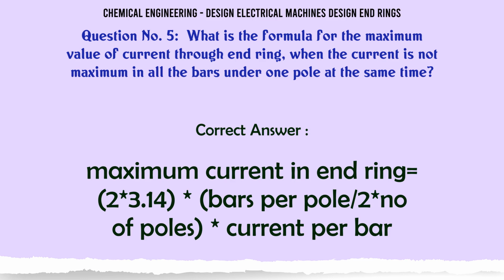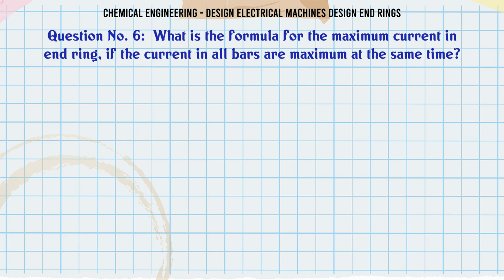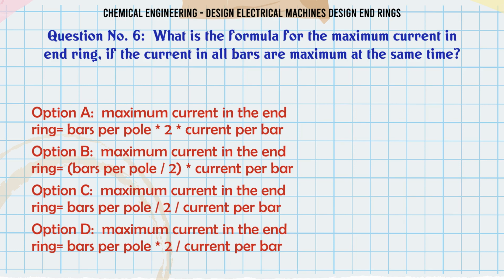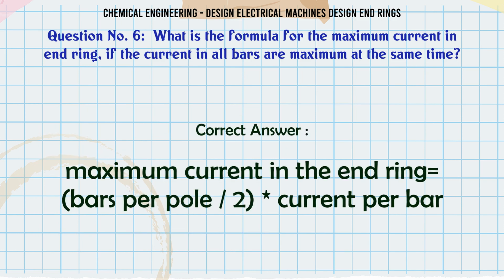What is the formula for the maximum current in end ring if the current in all bars are maximum at the same time? The options are all given as maximum current in the end ring equals bars per pole times current per bar. The correct answer is maximum current in the end ring equals bars per pole times current per bar.